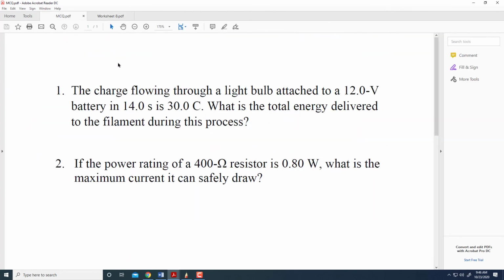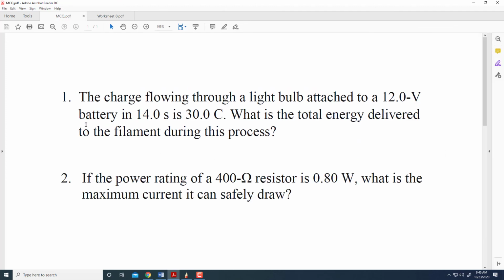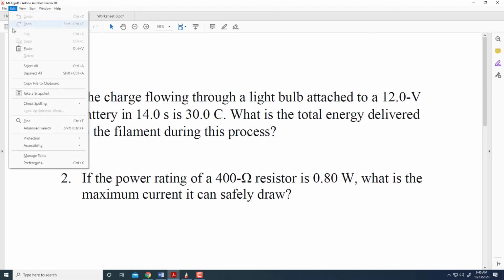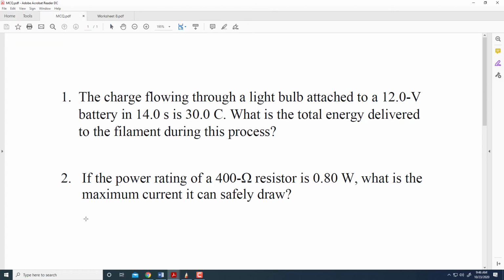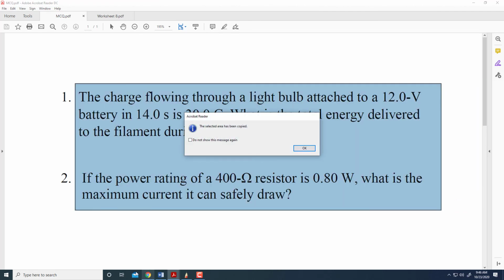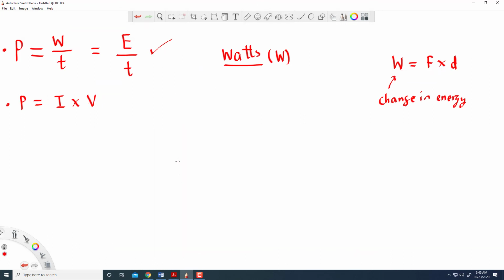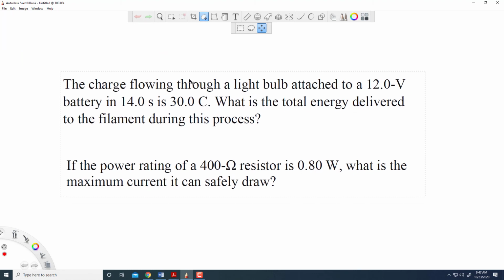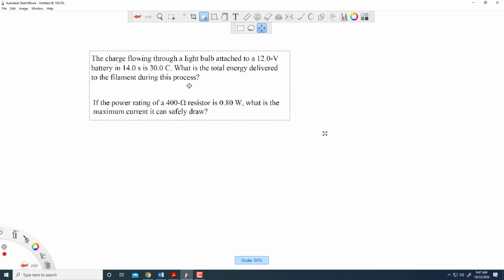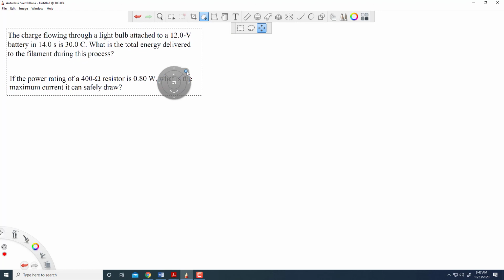Okay, so let's look at this question, and I want you guys to think about it. Let's look at both of these questions. Let's look at the first one. The charge flowing through a light bulb attached to a 12 volt battery.